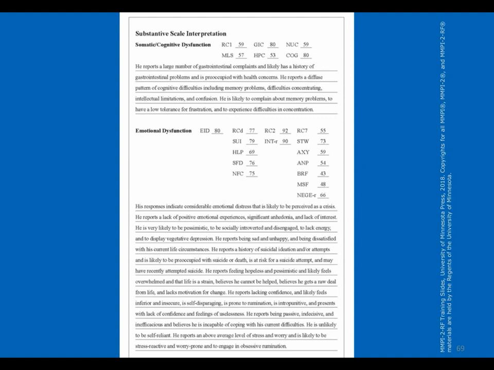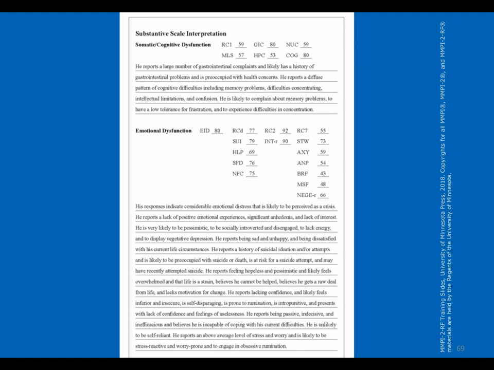The next domain on the worksheet is the emotional dysfunction domain. And again, we're going to start our interpretation of this domain with the higher order scale, in this case, emotional internalizing dysfunction, which is elevated with a T-score of 80. His responses indicate considerable emotional distress that is likely to be perceived as a crisis. Now, the next scale that we're going to interpret is going to be the highest elevated RC scale, which is RC2. He reports a lack of positive emotional experiences, significant anhedonia, and a lack of interest.